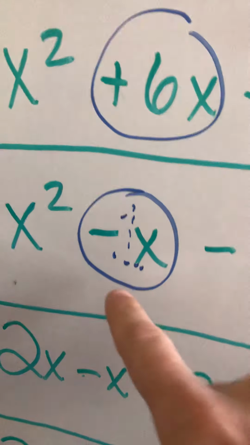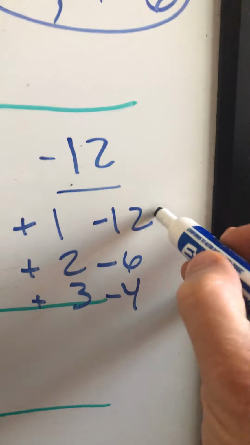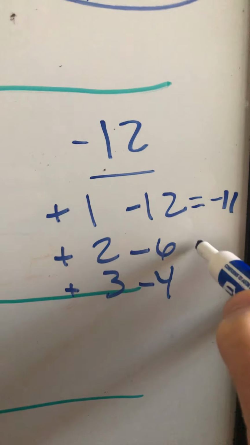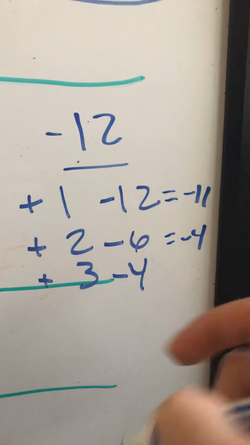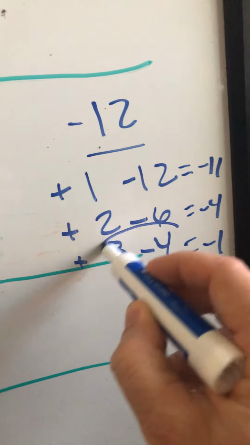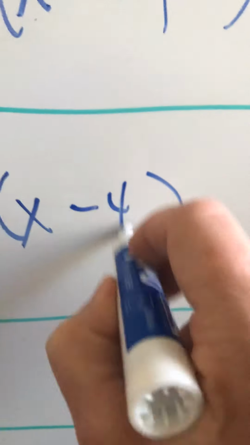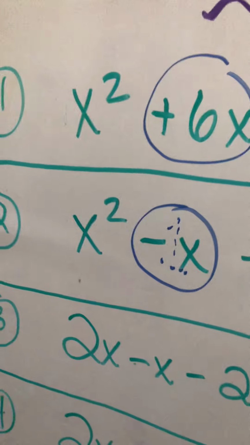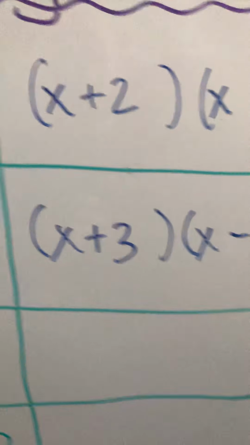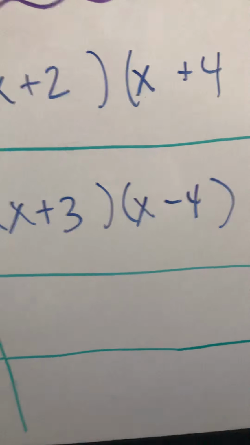Now when we do our math, we need negative 1 as our answer. A positive 1 minus 12 is going to give us negative 11. That's not what we want. 2 minus 6 is going to give us negative 4. That's not what we want. 3 minus 4 is negative 1. That's what we want, which means this is the combination that we need. That 3 is positive, so we're putting in a plus 3, and that 4 is negative, so we're going to put in a minus 4. So the answer to x squared minus x minus 12 is going to be x plus 3 in parentheses and x minus 4 in parentheses.